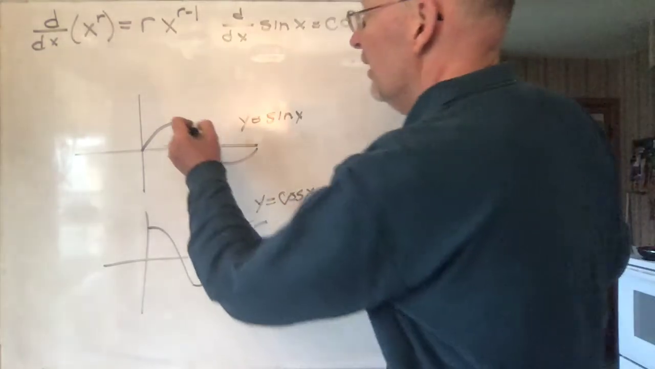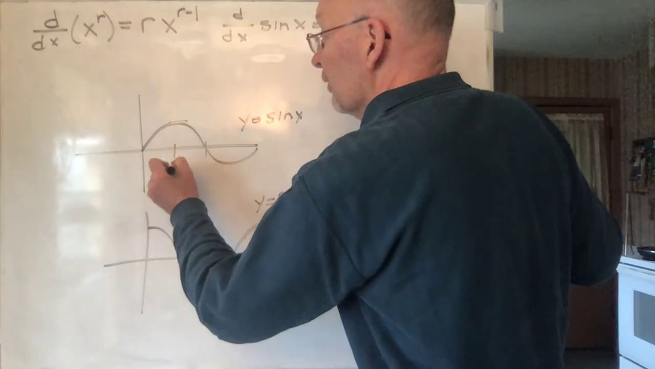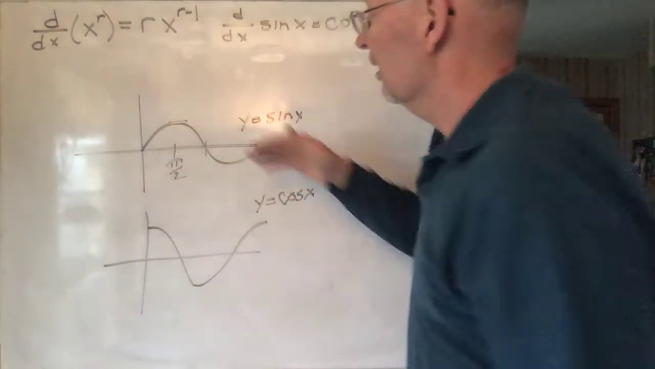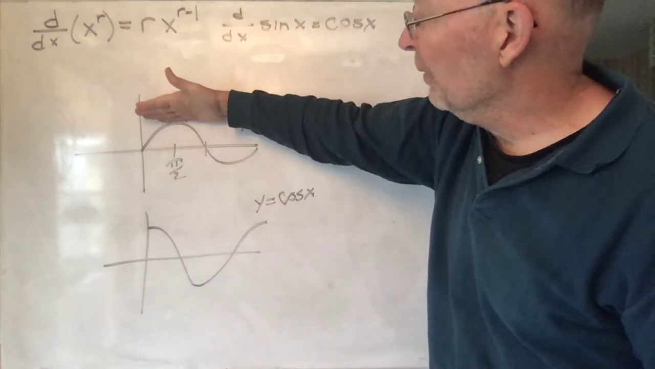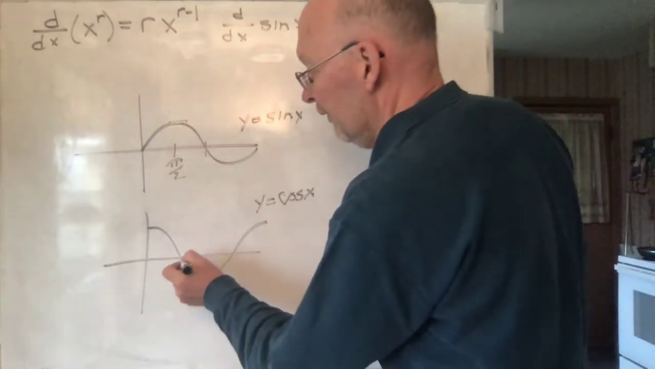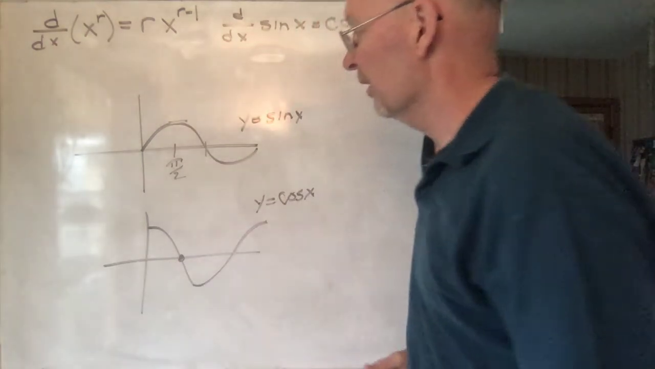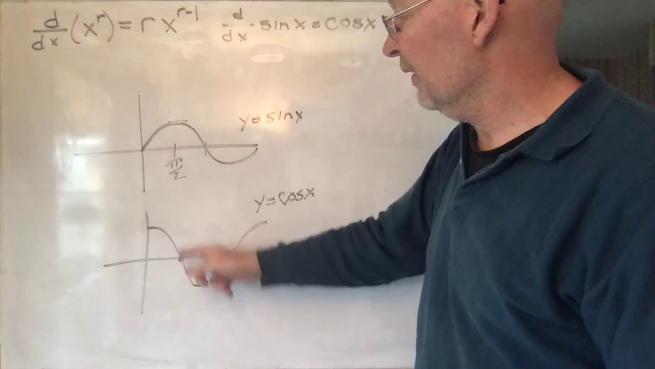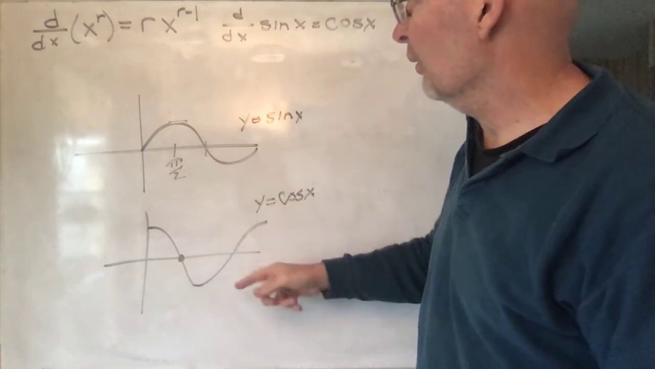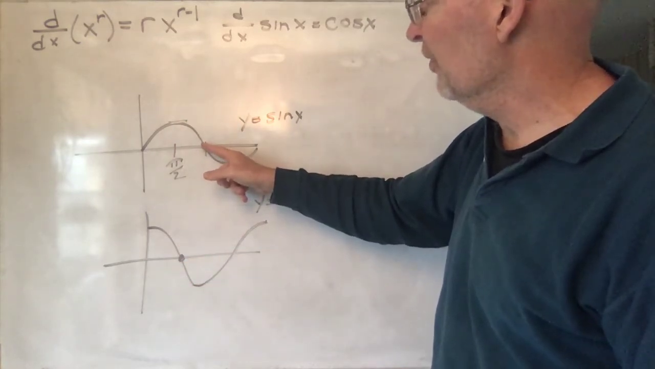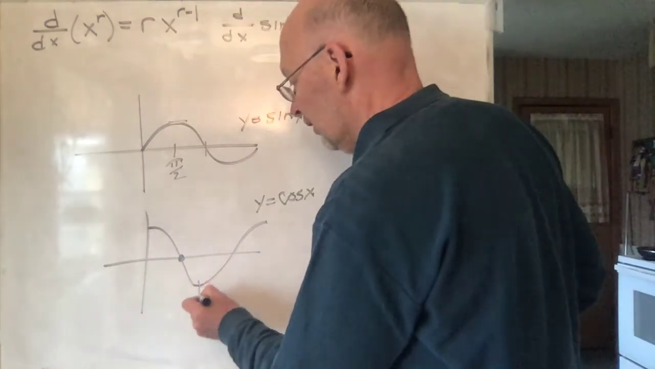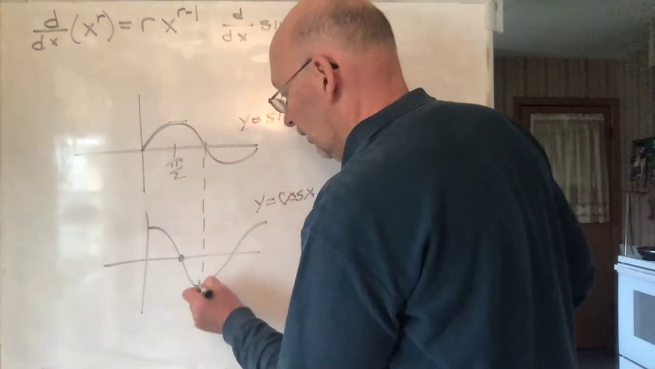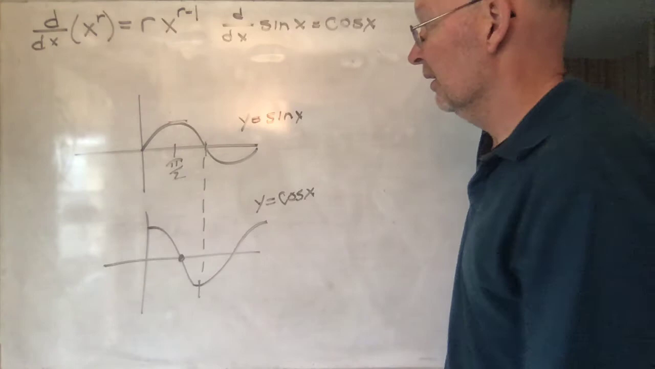Okay, right here at pi over 2, sure, looks like the slope is 0 there. Sure enough, the cosine is 0 there. So the slope of this graph and the value of this graph are equal. Here it looks like the slope is -1. Sure enough, the cosine is -1 right there.